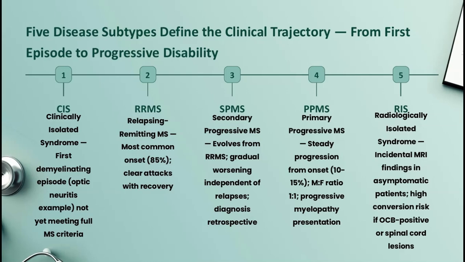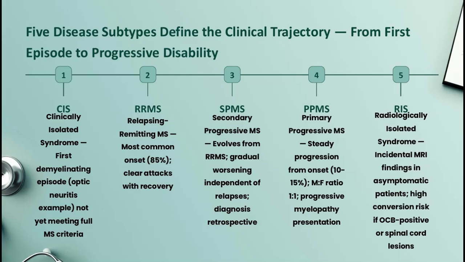This diagnosis is often retrospective because the shift is gradual rather than sharply defined. Then we have primary progressive MS, which behaves differently. Instead of relapses, patients experience steady neurological deterioration from onset, often presenting as progressive myelopathy. This subtype represents around 10 to 15% of cases and notably has a near equal male to female ratio.